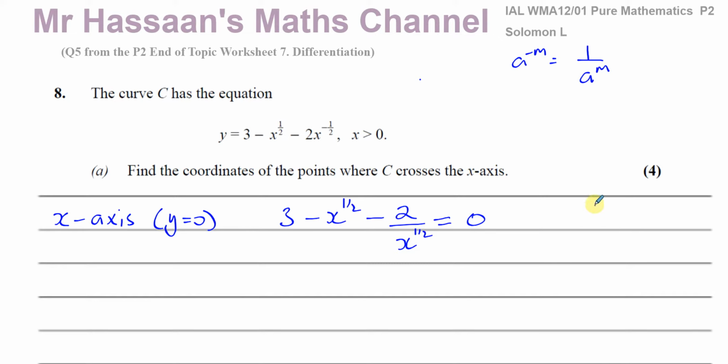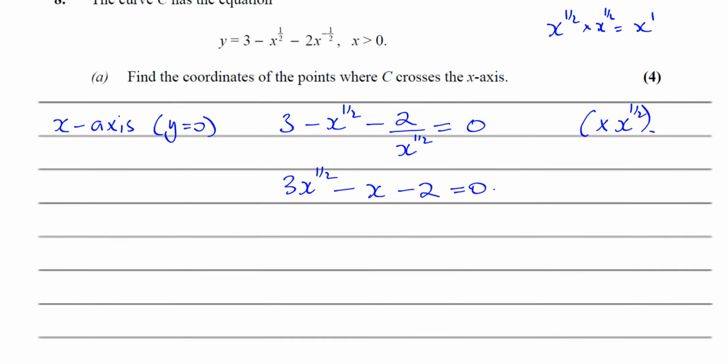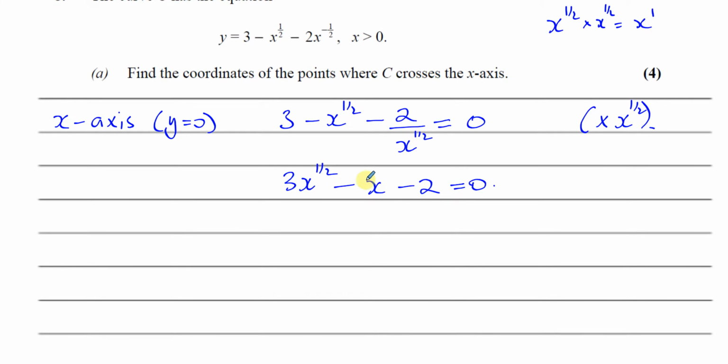So what I'm going to do is multiply both sides of this equation by x to the power of a half, which is the LCM of the denominators, in which case this becomes 3 times x to the power of a half minus, now you've got x to the power of a half multiplied by x to the power of a half. You add the powers, so you get x to the power of 1. So this is going to give me minus x, and then if I multiply 2 over x to the power of a half by x to the power of a half, they cancel, leaving you with the minus 2 equals 0.